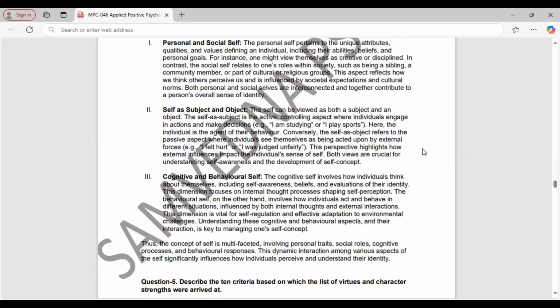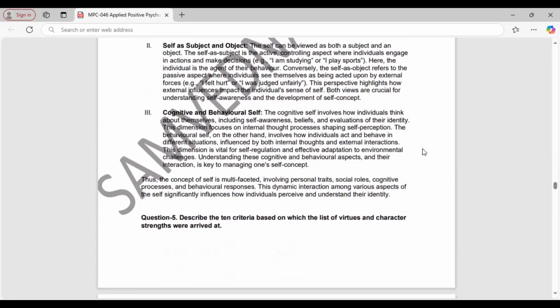Cognitive and behavioral self. The cognitive self encompasses self awareness and beliefs, focusing on internal thought processes shaping self perception. The behavioral self involves actions and behaviors influenced by thoughts and interactions, essential for self regulation and adapting to challenges. The concept of self includes various elements, including personal traits, social roles, cognitive processes, and behavioral responses, all of which shape an individual's identity.